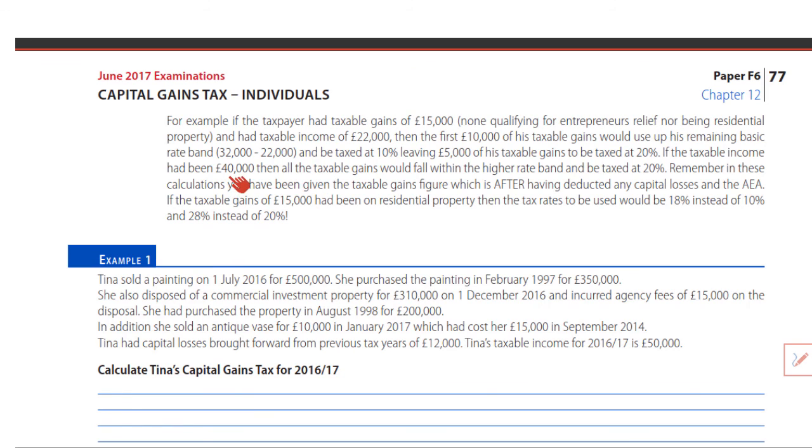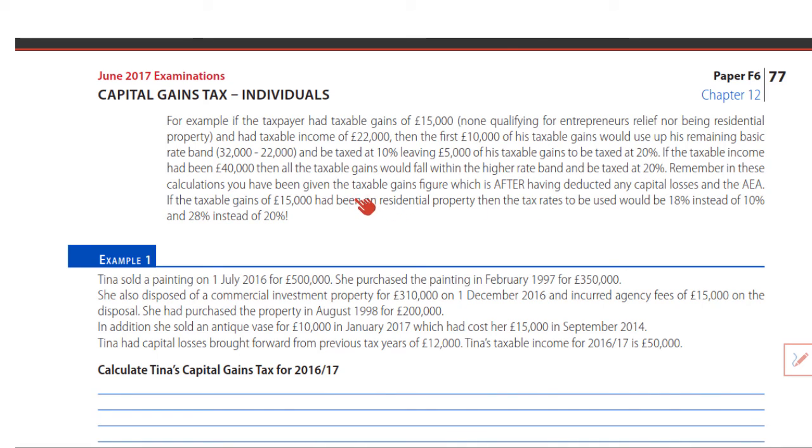If the taxable income had been 40,000, as we referenced a few moments ago, then all of the taxable gains would now fall within the higher rate band. With taxable income of 40,000, you've exceeded the basic rate band limit, you are a higher rate taxpayer. That means all of your taxable gains will be taxed at the relevant higher rate. As none of the assets are residential property, it will be taxed at 20% there.